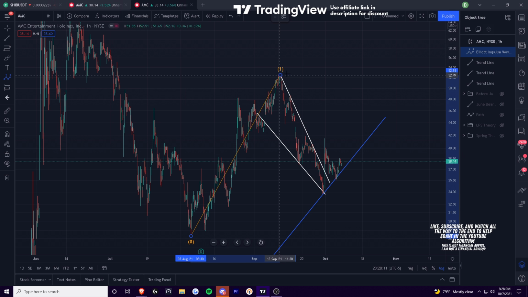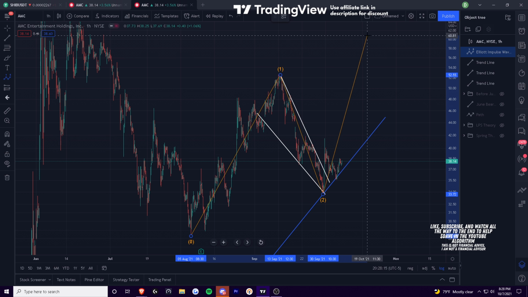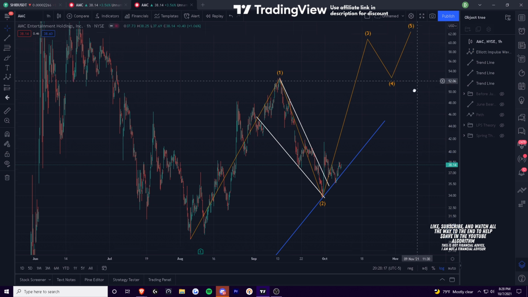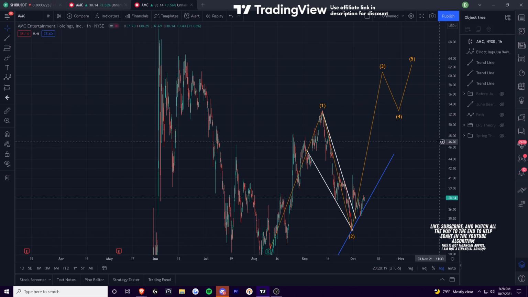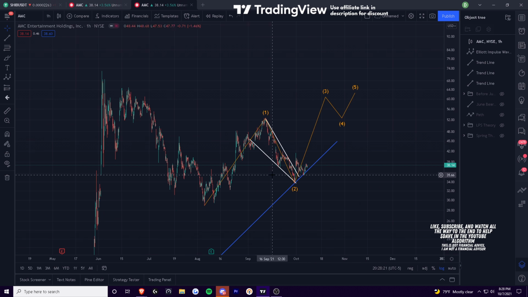But I thought that this was a wave 1 up here. Then we had a wave 2 down, and then a wave 3 is what would be coming next. And this is a macro wave 3, right? What I mean by that is basically you can count Elliott waves within Elliott waves.